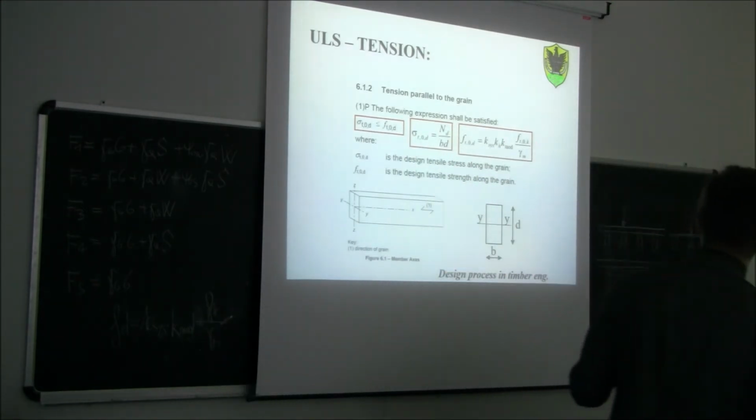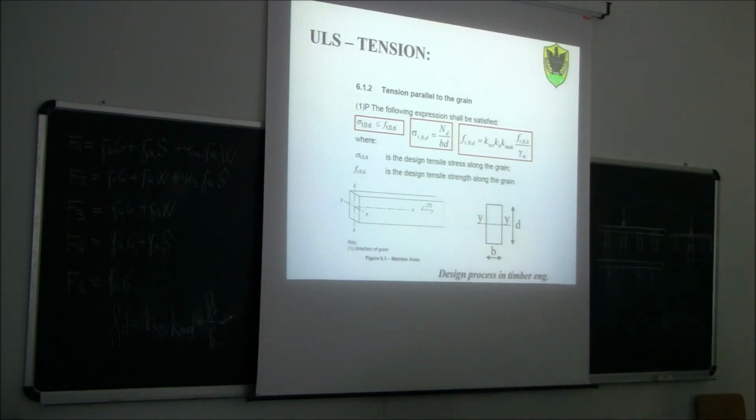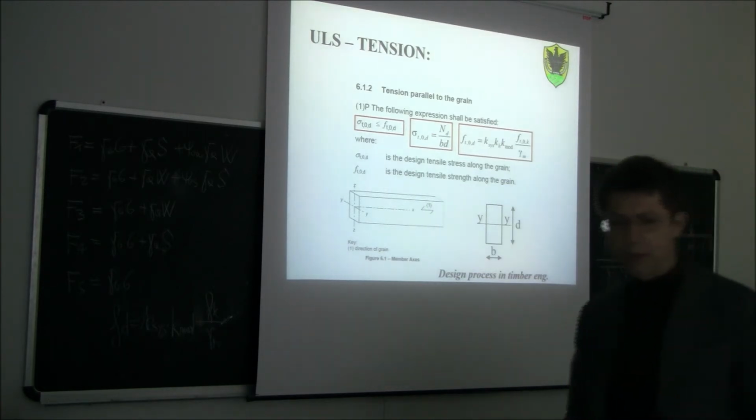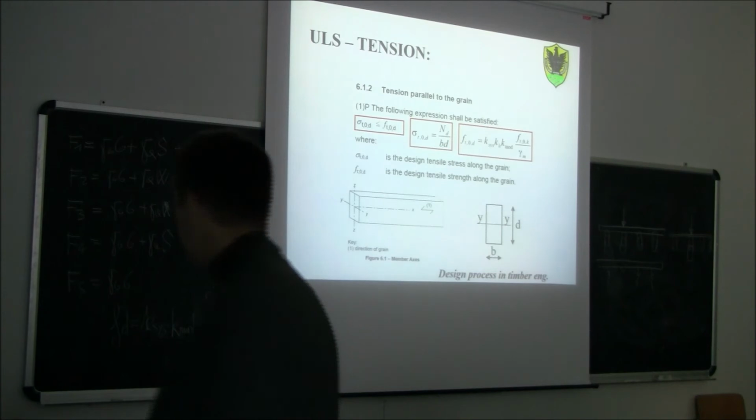I forgot to tell you, I mentioned k_h before, but I just wanted you to focus a little bit more on this. k_h can only be used for verification in tension and bending, not for other cases. So k_h is different from 1 only for tension and bending.